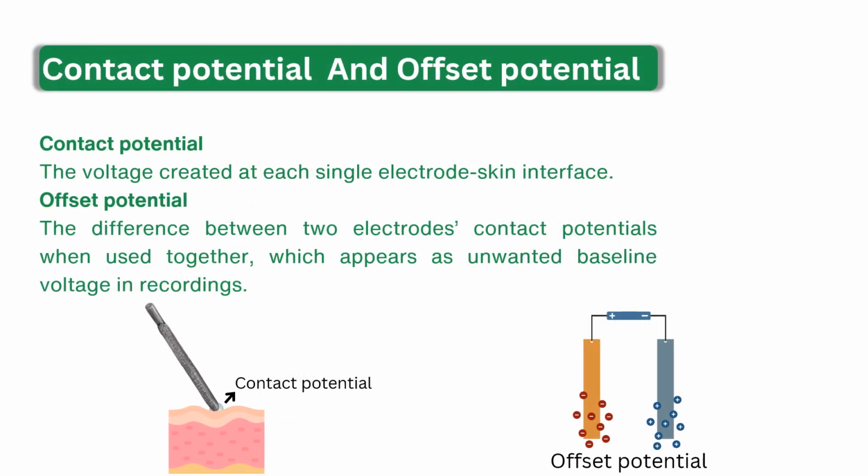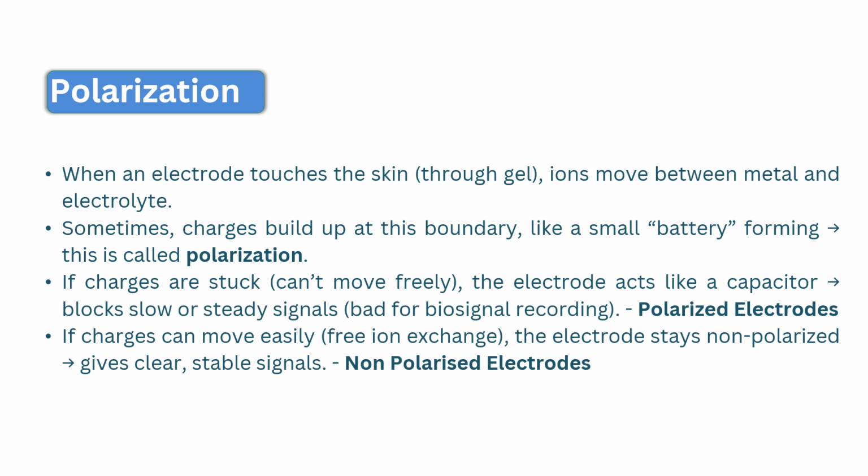Moving on, we saw these two important terminologies, contact potential and offset potential. So we should not get confused about it. To understand better, I have added another slide. Contact potential is the voltage created at each single electrode skin interface at this point. And offset potential is the difference between two electrode contact potentials when used together, right? So both are not favorable. We have to devise a system to nullify both the contact potential and the offset potential, right?